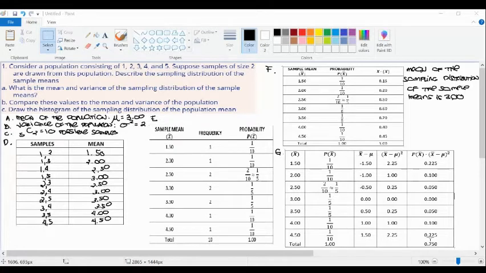So we're going to put it into two decimal places. For this question, we compute the mean of the population, which is 3, the variance of the population, which is 2, the mean of the sampling distribution of the sample means, which is 3, and lastly, the variance of the sampling distribution, which is 0.75. Now, we're going to construct the histogram for the sampling distribution of the sample means.